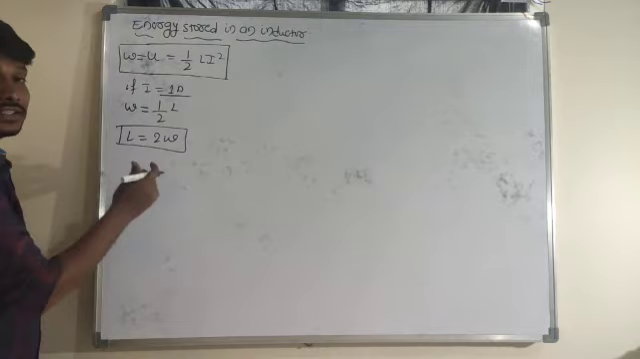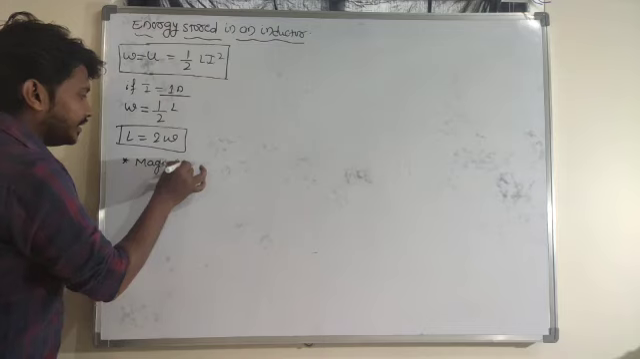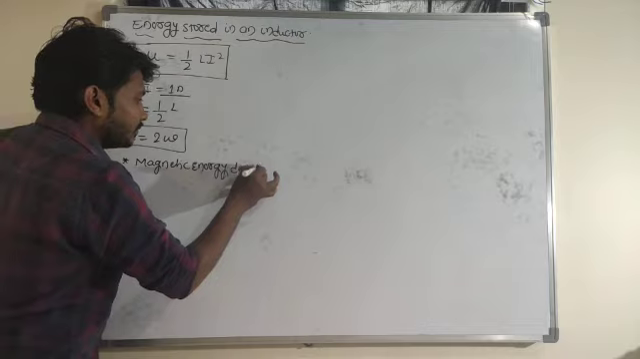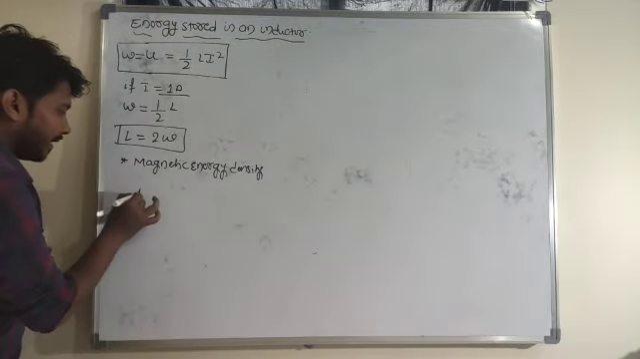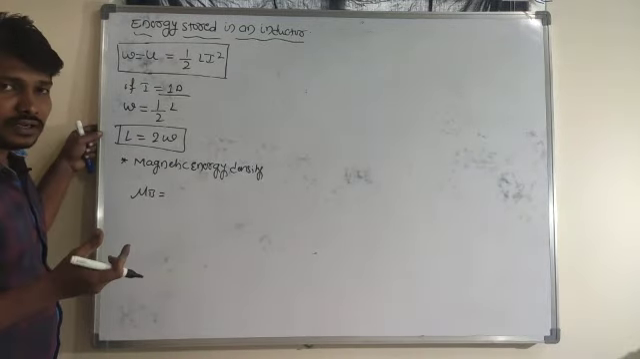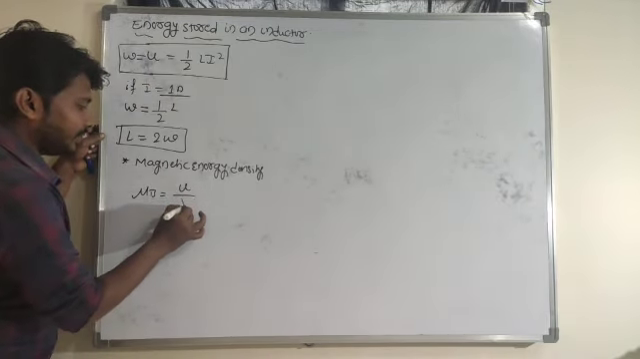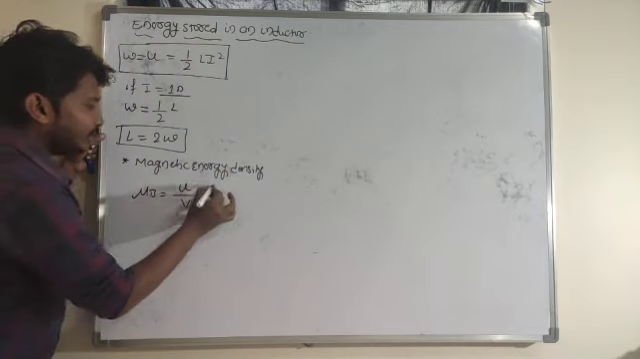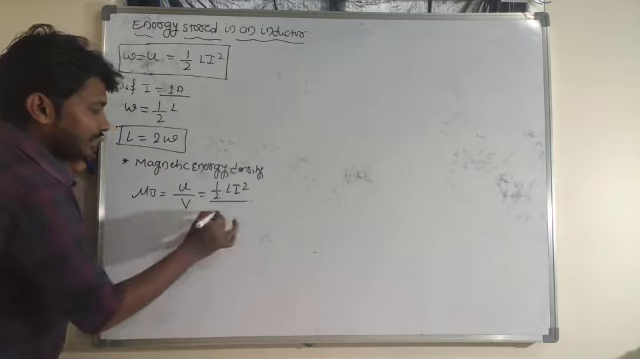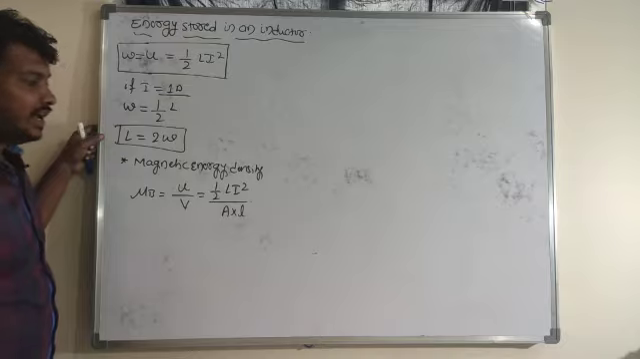Now I can rewrite this expression as energy density. So the magnetic energy density. What is the magnetic energy density? It is the ratio of magnetic energy per unit volume. Magnetic energy formula is half of L into I squared. Volume I can write as area into length.